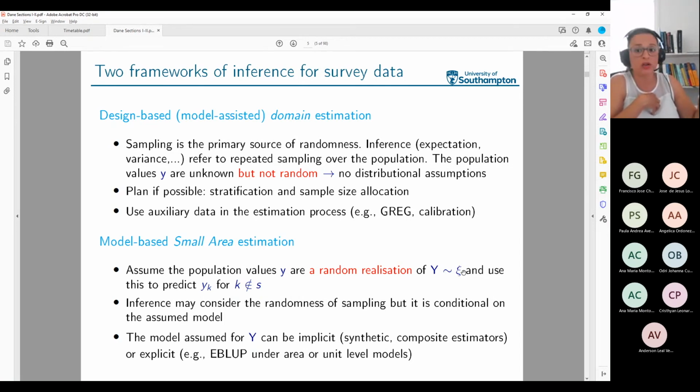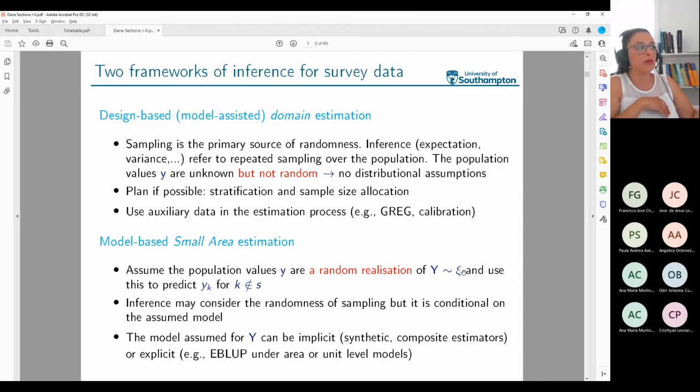If my model is absolutely incorrect, then my estimate makes absolutely no sense. But at least I can provide an estimate. Okay, so that's the thing about model-based small area estimation. I'm going to assume that there is a model behind, and I'm going to use that model to predict the outcome variable for all those observations that I didn't see in my sample.